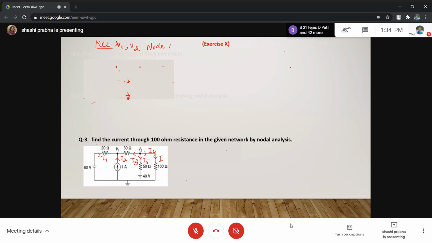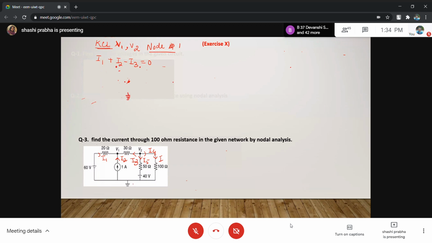Equation at node A or node 1, whatever you call it. All incoming currents positive: I1 plus I2 minus I3 is equal to 0. What is I1? I will write it directly.